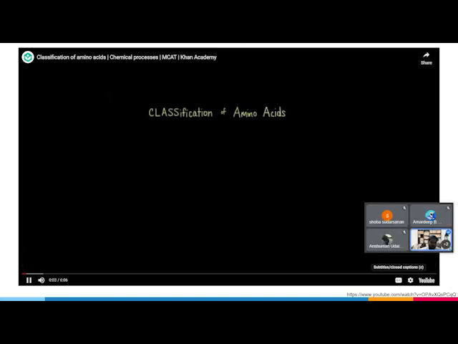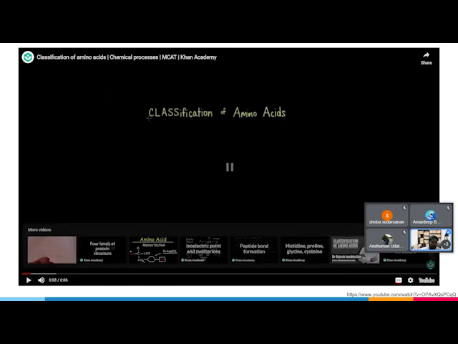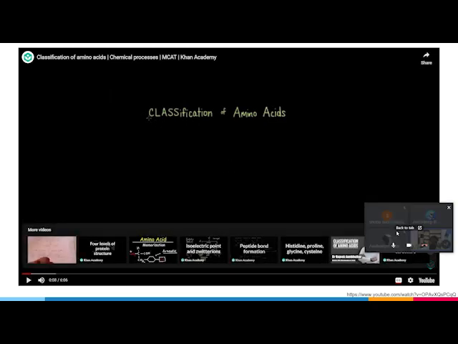Let's go through the classification of amino acids. And I've highlighted the word class. The audio is there, right?